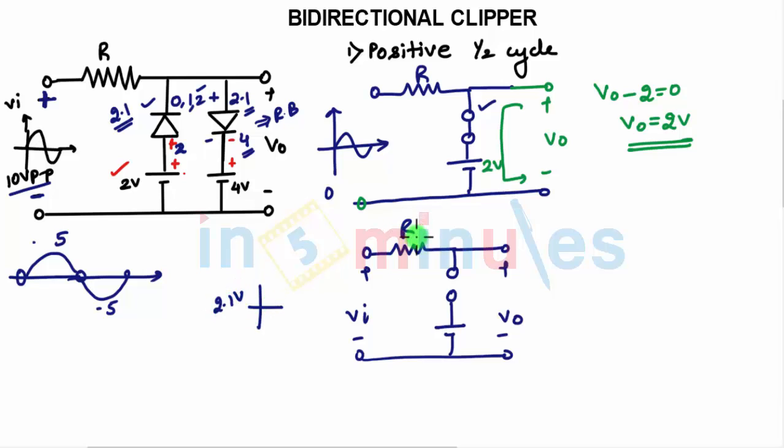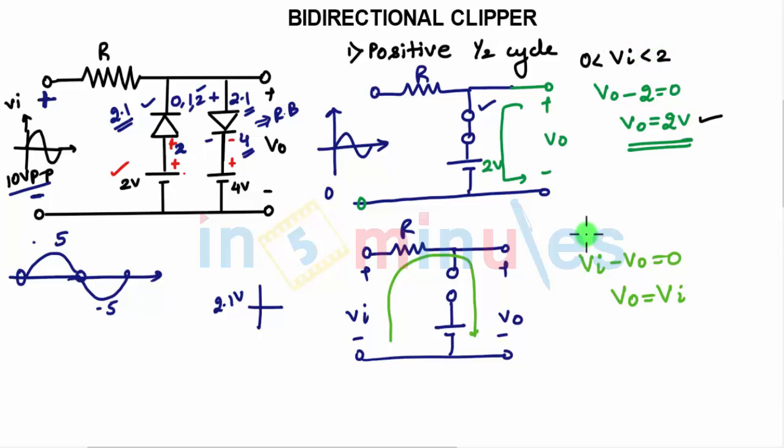When you apply KVL, what will be the equation for VO? Apply KVL from this point to this point: VI minus VO equals 0. So VO will be equal to VI. In the first case, the earlier equation is valid when VI is greater than 0 but less than 2 volts. This equation is valid for VI greater than 2 volts. Now up to which point will you increase this voltage? Your voltage will go from 2.1, 2.3, 2.4.